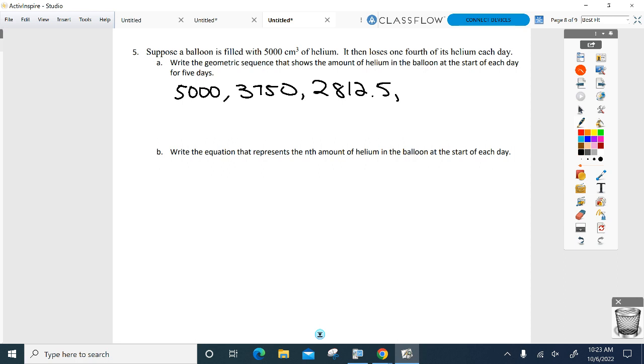And here's what I have for my last 2 terms. 2,109.375. And then 1,582.03125.